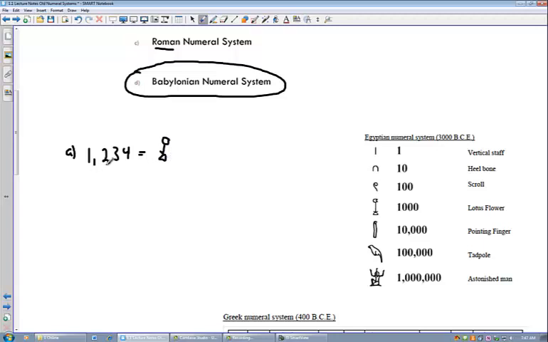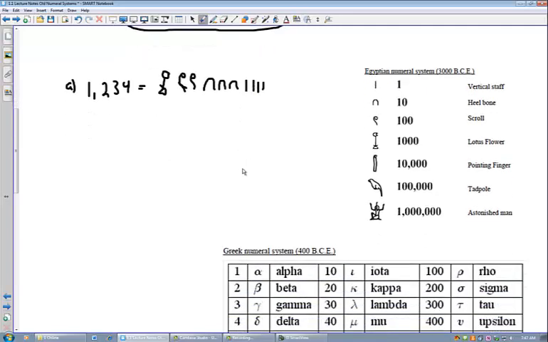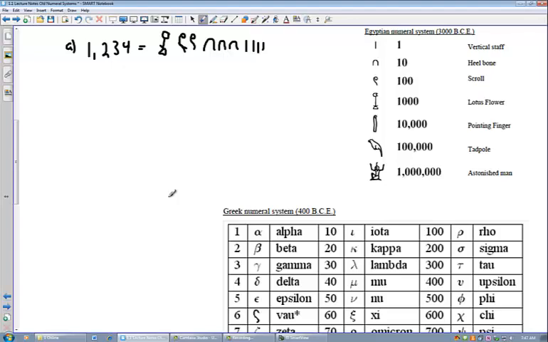And then I have 200 things here. So I'm going to draw 2 scrolls. That's 200 things. So there's my 2 scrolls. And then I have 3, which represents 30 things. So I have 3 heel bones. And then I have 4 vertical staffs. That's it. That represents 1,234 things. So like I said, the Egyptian numeral system, no problem. The Greek numeral system, it's a little bit harder, but you'll get this one down too.